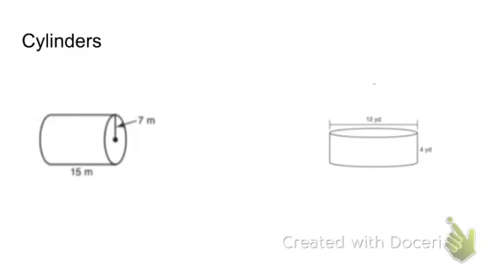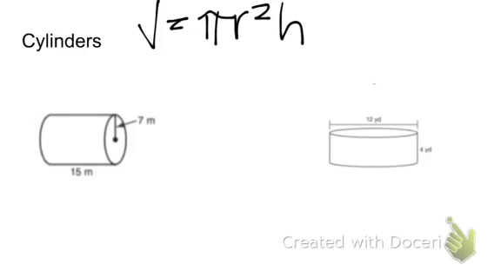And finally, we have our cylinder. So the formula that I said to use for a cylinder is V equals pi r squared times our height, which is essentially the same thing as V equals big B times h, except the big B is just replaced with the area formula for a circle.